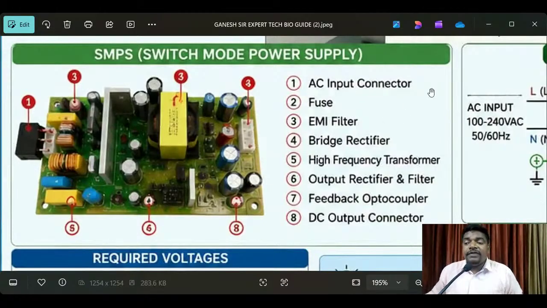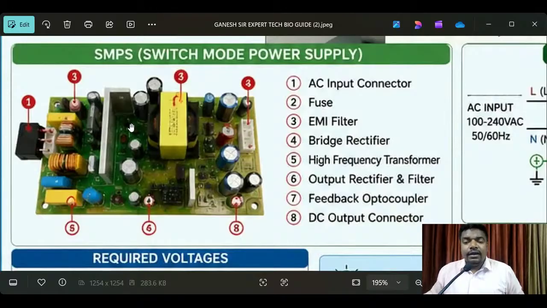AC input power: how to connect, where raw power is connected in the SMPS, that is very important. Many engineers connect DC sometimes, and that will not work. Understand? That's why many dangers will come. So you have to find out where the AC power supply is, and the DC is here.